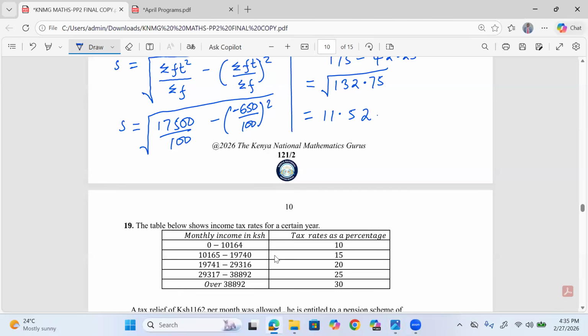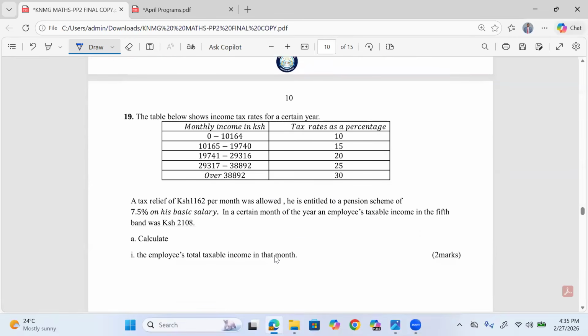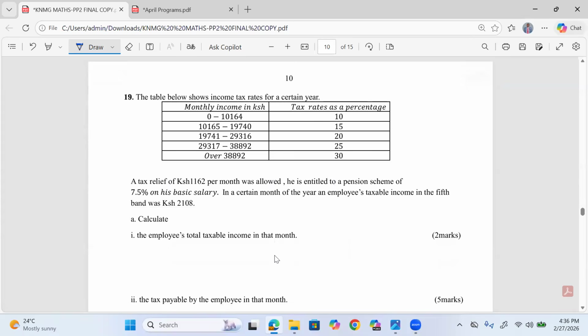We proceed with the paper number 19 on commercial arithmetic.